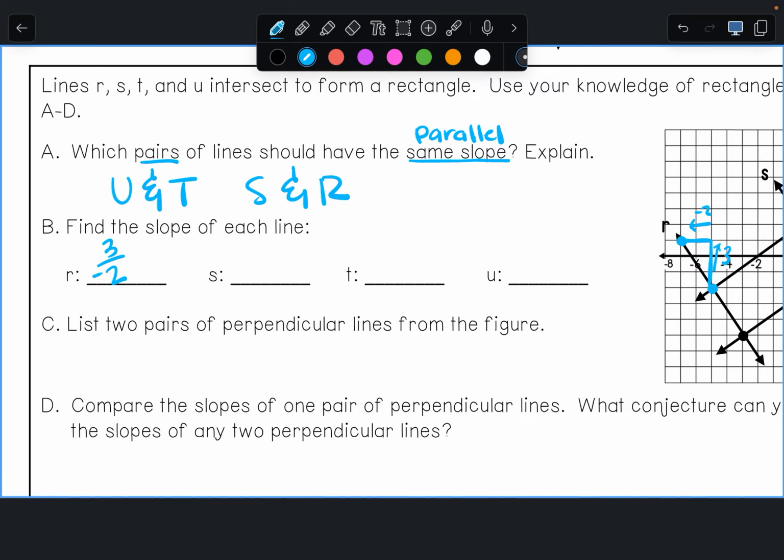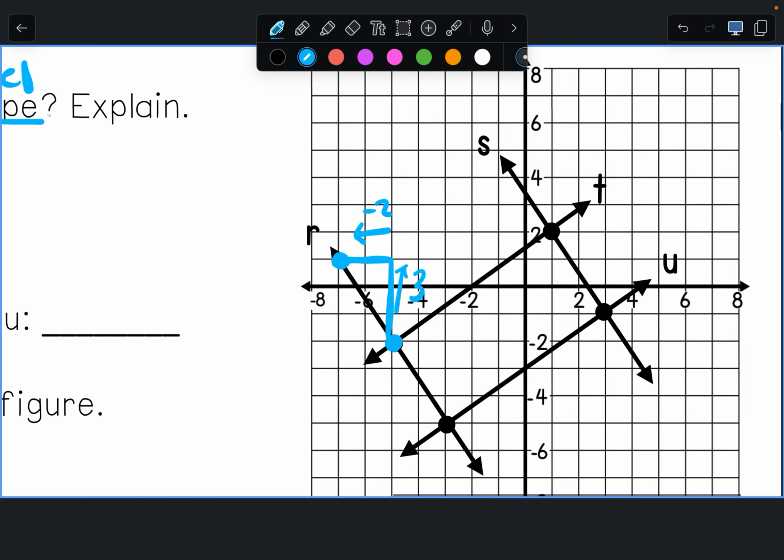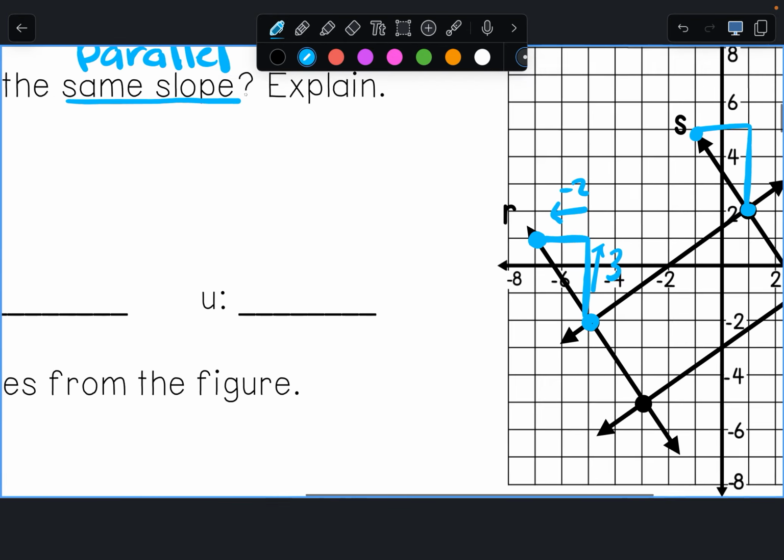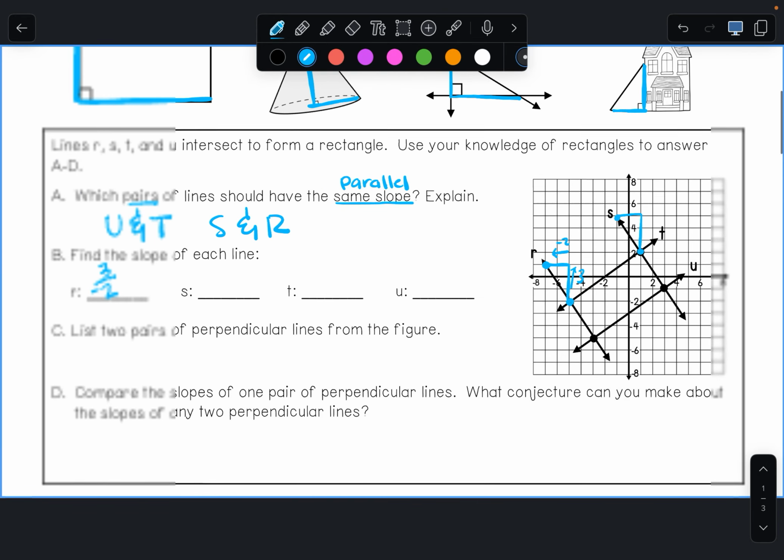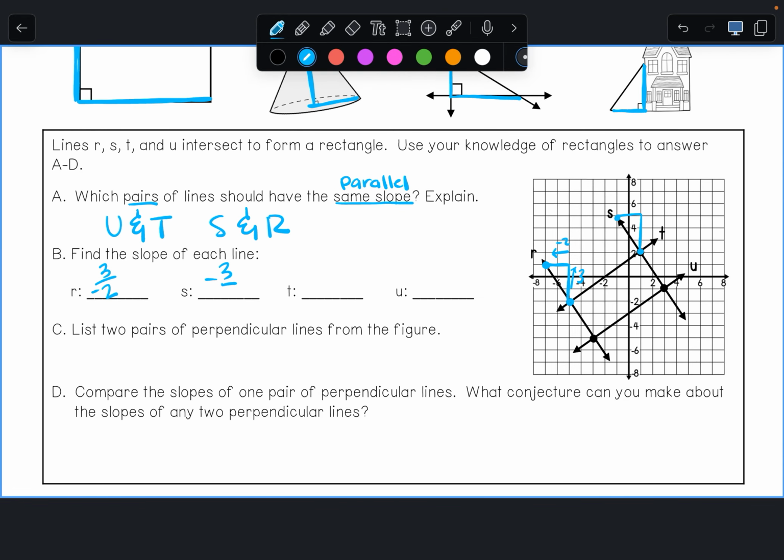Let's find for S. Wouldn't they be the same? Why? Because they're perpendicular? Because they're parallel. Because they're parallel. Very good. Yes, it is the same. So -3 over 2.